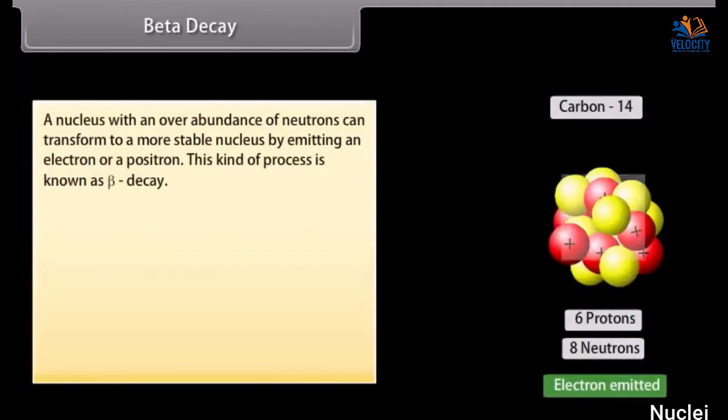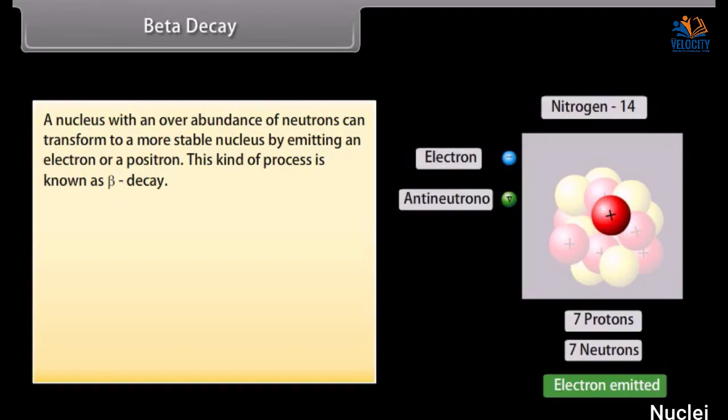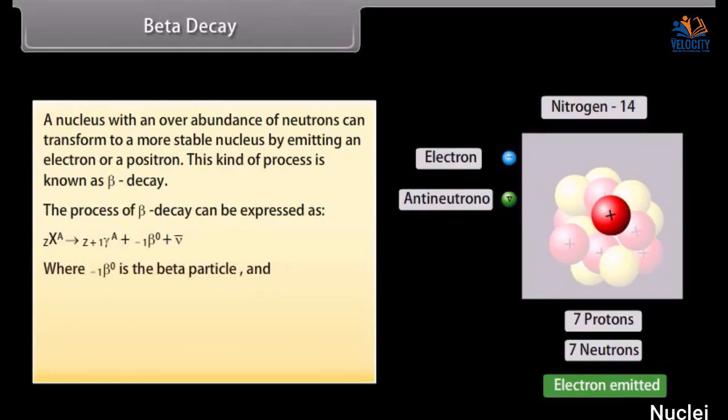Beta decay. A nucleus with an overabundance of neutrons can transform to a more stable nucleus by emitting an electron or a positron. This kind of process is known as beta decay. This process of beta decay can be expressed as, where the beta particle and the antineutrino are emitted.